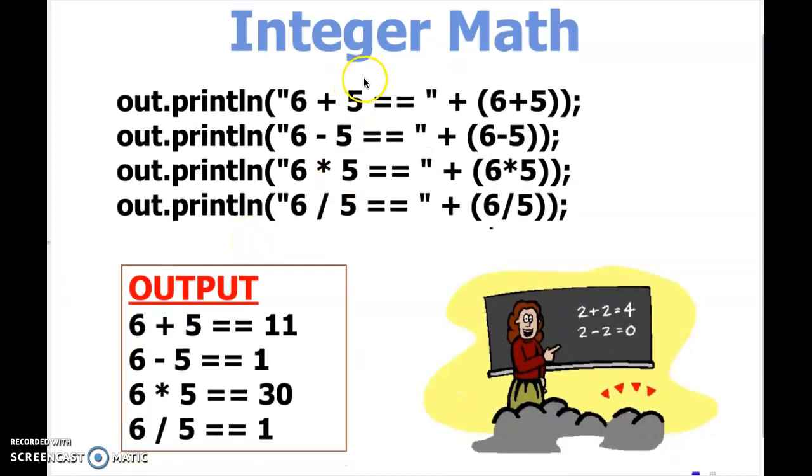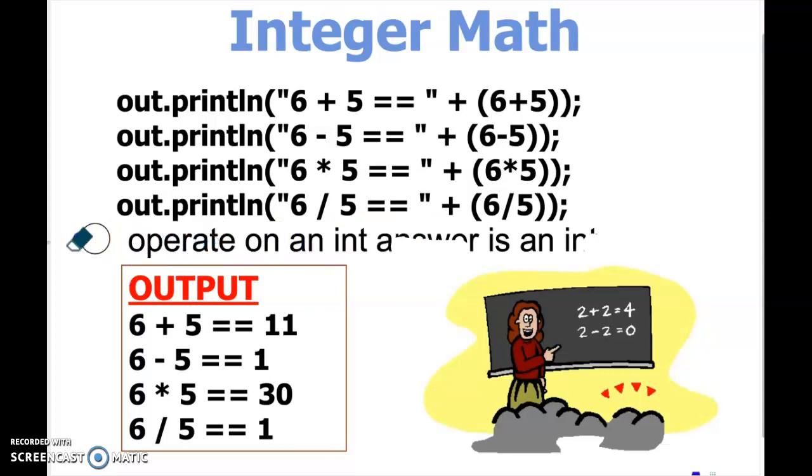First, integer math. If you have two integers, so 6 and 5, or any sort of variable that's an integer, plus an integer, minus, times, or divide, or modulus, the answer is an integer. You have to be careful of that. If you have two integers, your answer will be an integer. So if you do something like 6 divided by 5 here, it's going to give you 1 and not 1.2. You will not get the decimal equivalent. If you operate on an int or on integers, the answer is always an int.